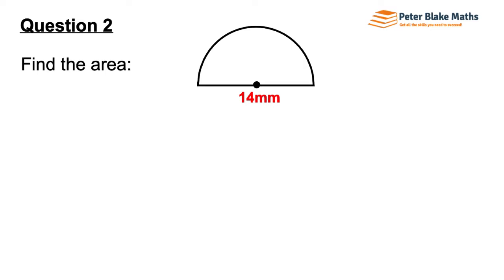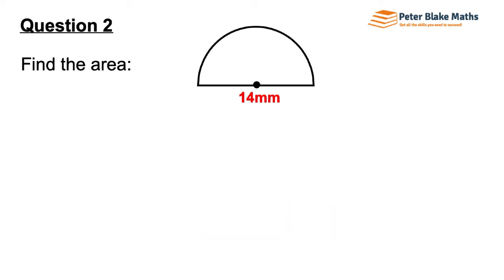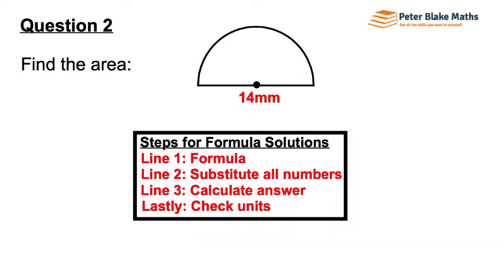Question 2. Find the area of this half circle. It has a diameter of 14 millimeters. We have a formula to use. We'll substitute all the numbers in the next line down. We'll calculate our answer and we'll check our units lastly.